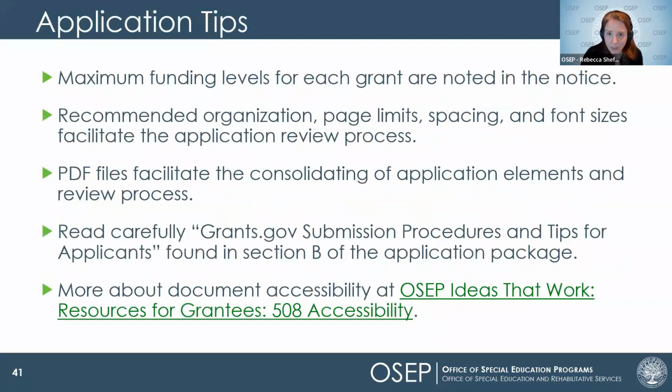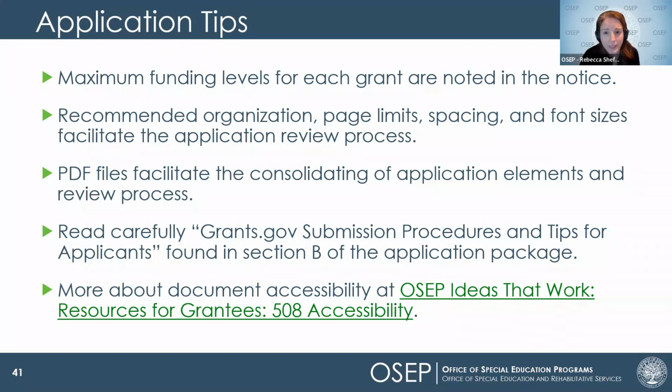On slide 41, we have some additional advice for submitting an application. Pay attention to the maximum funding levels for the grant, as contained in this notice. Awards will not be made for amounts higher than the published amounts. Following the recommended organization, page limits, spacing, and font size will facilitate the application review process. An applicant should strongly consider following these recommendations.